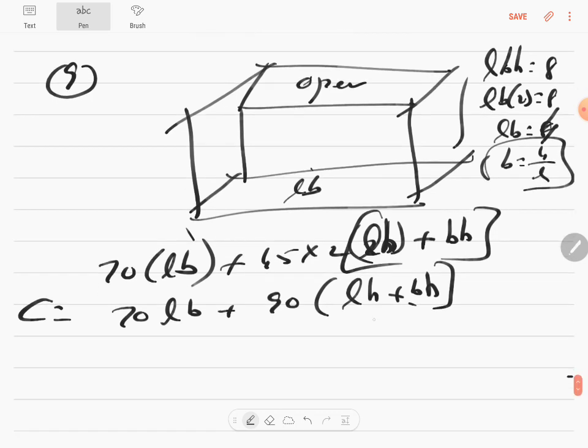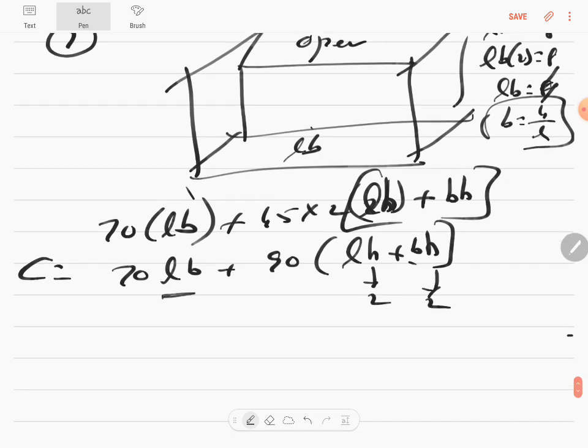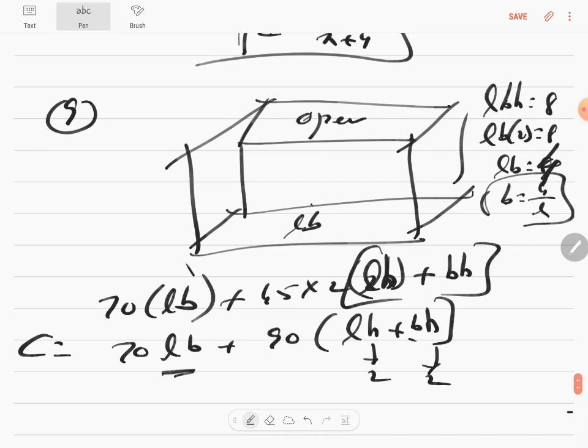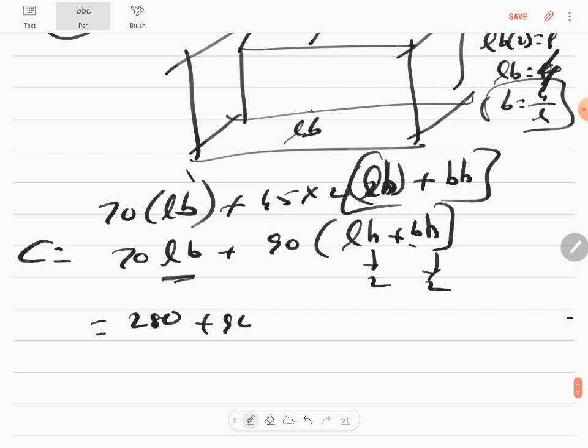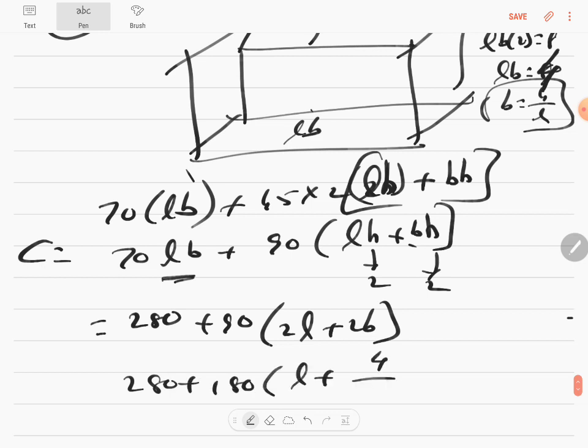So wherever H is there, you can write 2. Wherever B is there, you can write 4 by L. LB itself you know is 4, from given. 70 4s are 280 plus 90 into 2L plus 2B. And 2 can be taken out common. L plus B can be written as L plus 4 by L.